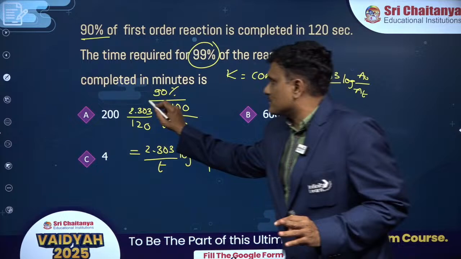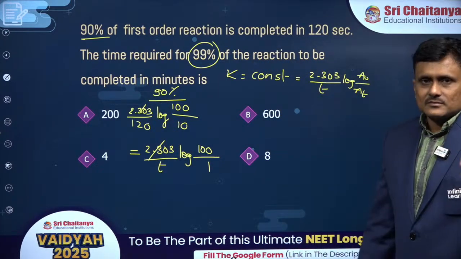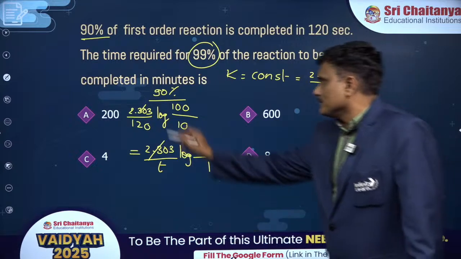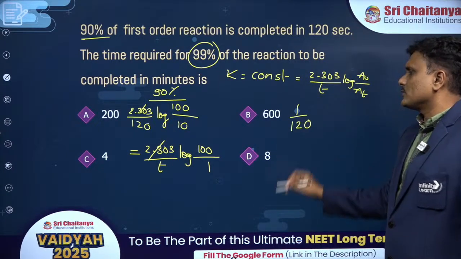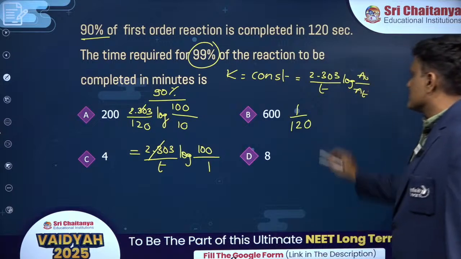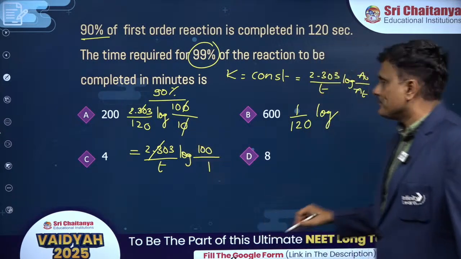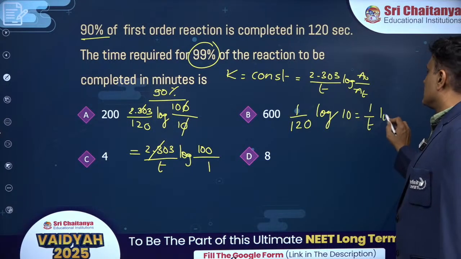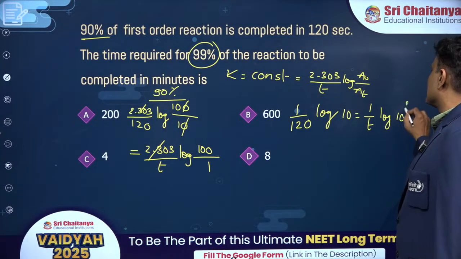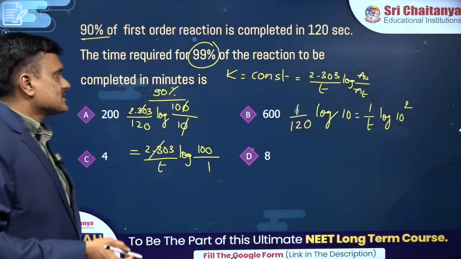So what will happen here? Let me explain the calculations. When you get log terms, how would I cancel that off? You can see that 1 by 120, 2.303 is gone on both the sides. Log, this value tends to be what? Log 10 is equal to 1 by T log 100. You can write it as what? 100 can be written as 10 square, isn't it?